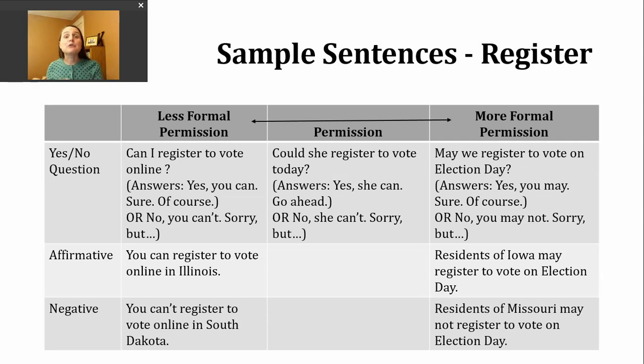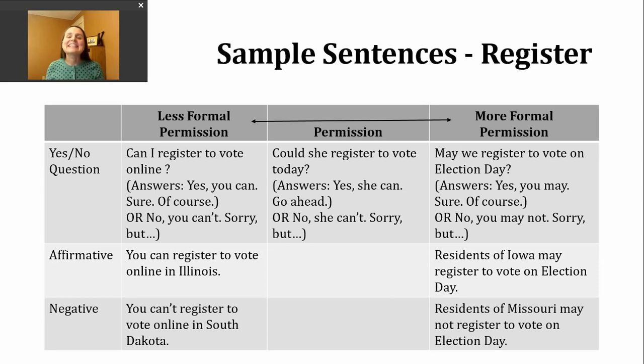So to make an affirmative statement telling someone they have permission to do something, we'll start with our subject, then we'll have our modal, and then the base verb. Here are two examples of that. You can register to vote online in Illinois. Or residents of Iowa may register to vote on election day. These are both great affirmative and true statements.